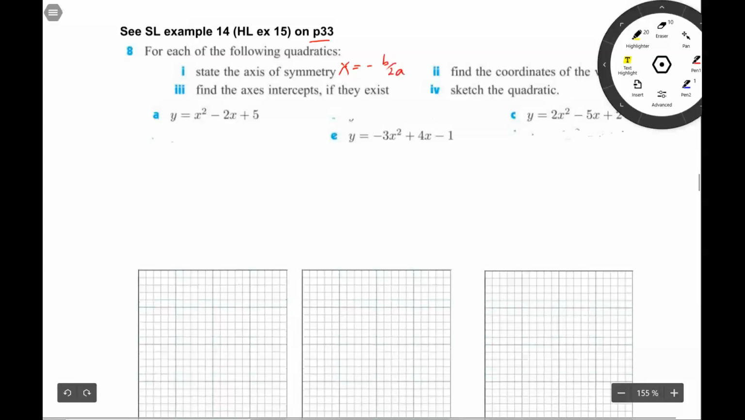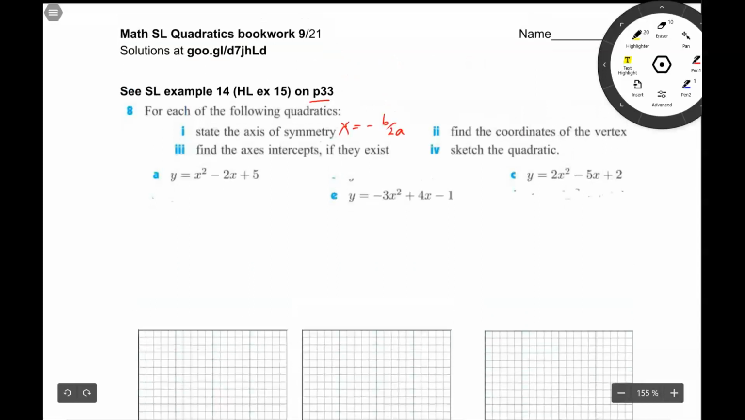And number 2, we're going to find the coordinates of the vertex. Remember that we could just take the x coordinate of the axis of symmetry and find the y value, and that gives us both the x and the y of the vertex. To find the axes intercepts, we plug in x equals 0 to find the y-intercept, and to find the x-intercept, we plug in y equals 0. Remember, x-intercept we find basically by doing quadratic formula. And finally, we're going to sketch the quadratic using these characteristics that we found. Basically, the vertex and the axes intercepts is enough.